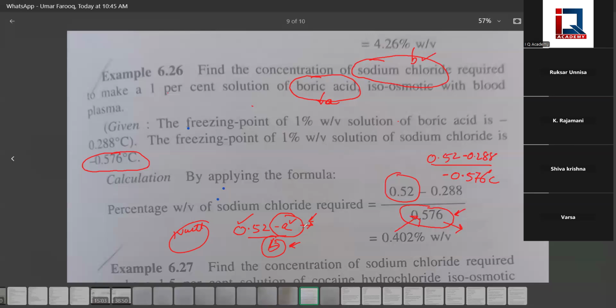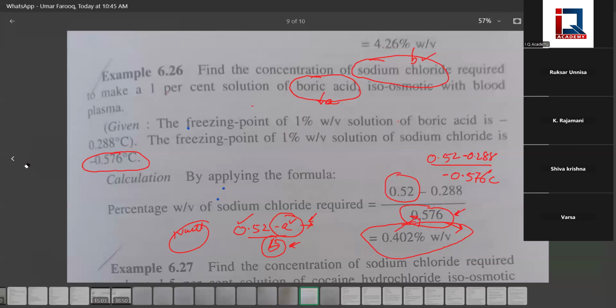So you will substitute that in the formula 0.52 minus A by B. You will get the answer. You should select the answer from the options, that is 0.402% weight by volume. Okay, guys, let's see the next question. If you understood it. Understood everybody? Shiva Krishna.